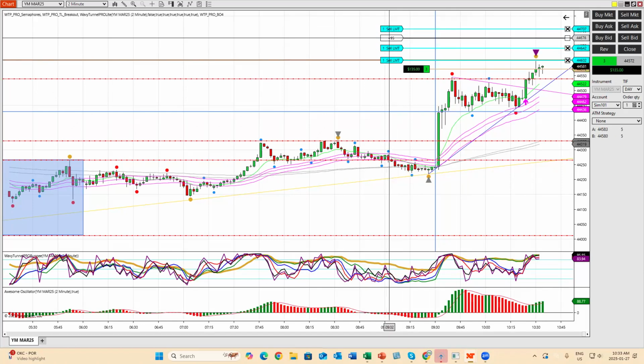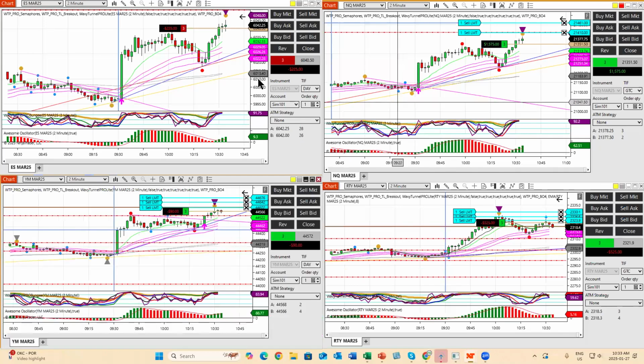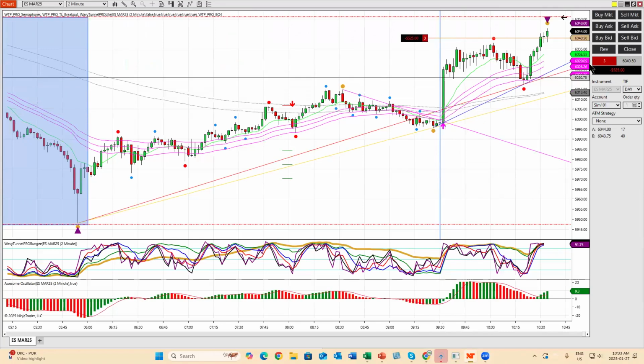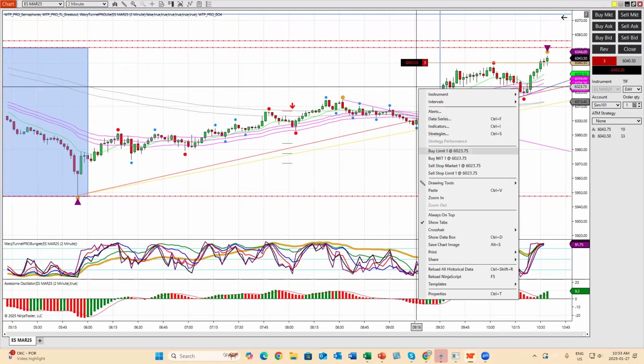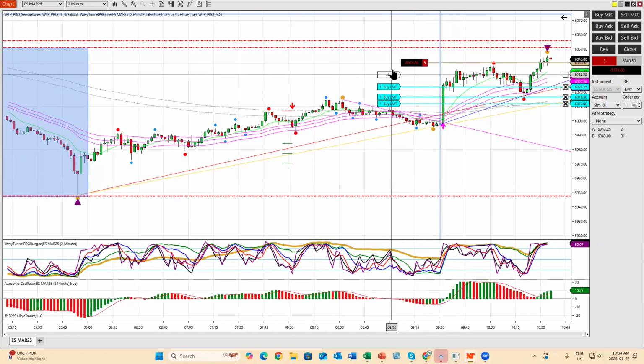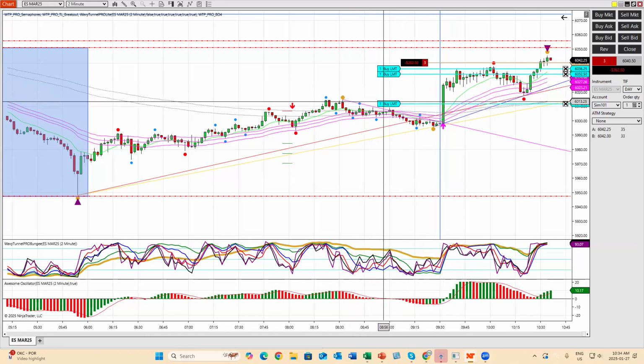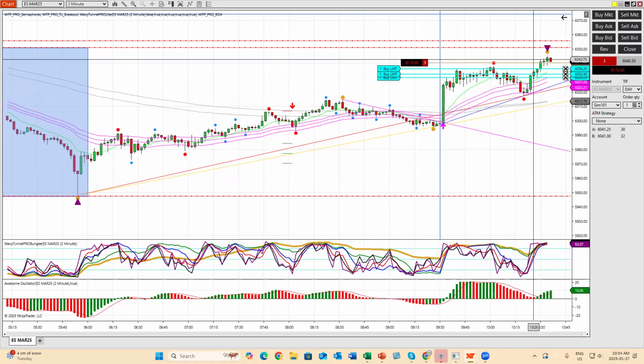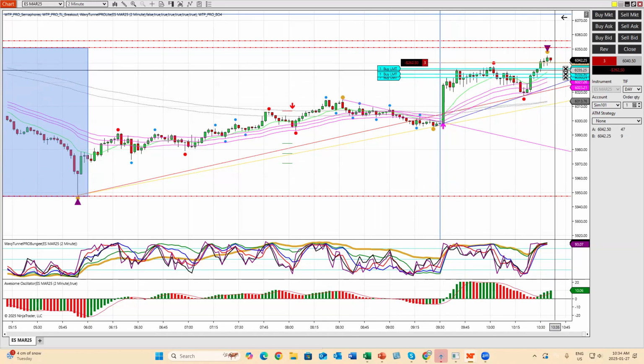For the YM, I'm setting the first profit target at the New York close, and then the next one's slightly higher up. I'm leaving profit target at the filter and at the wave and a little bit below.